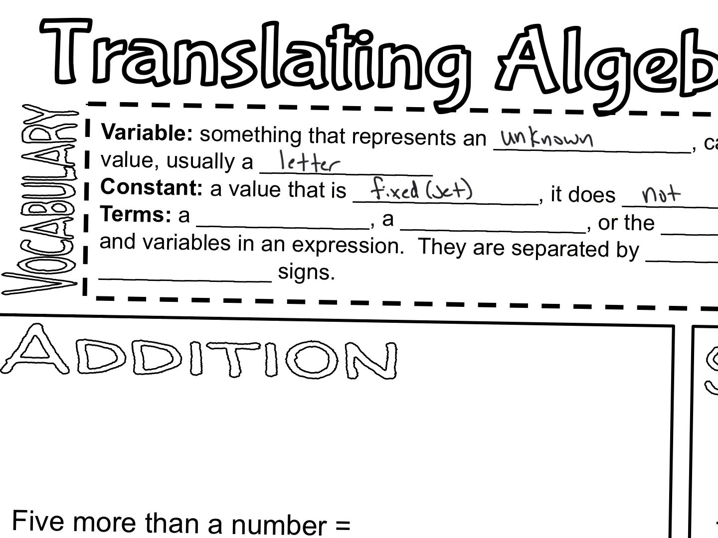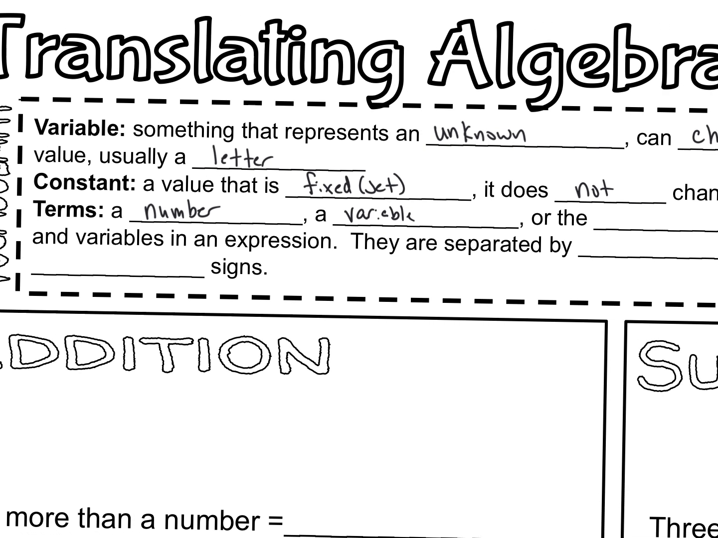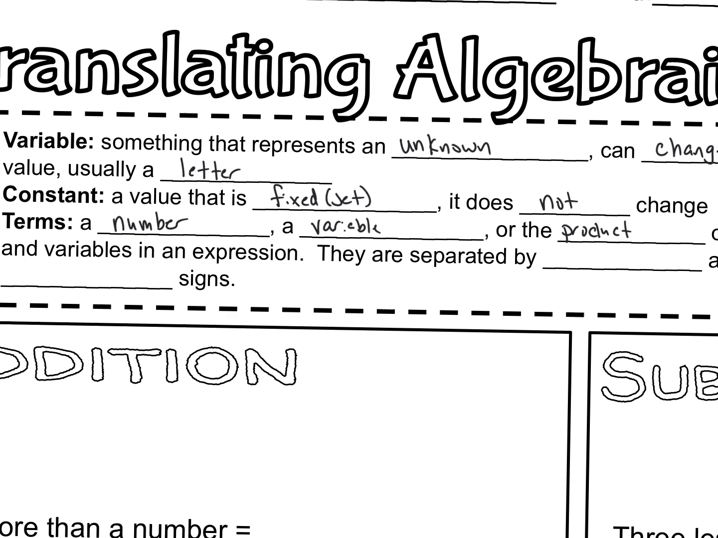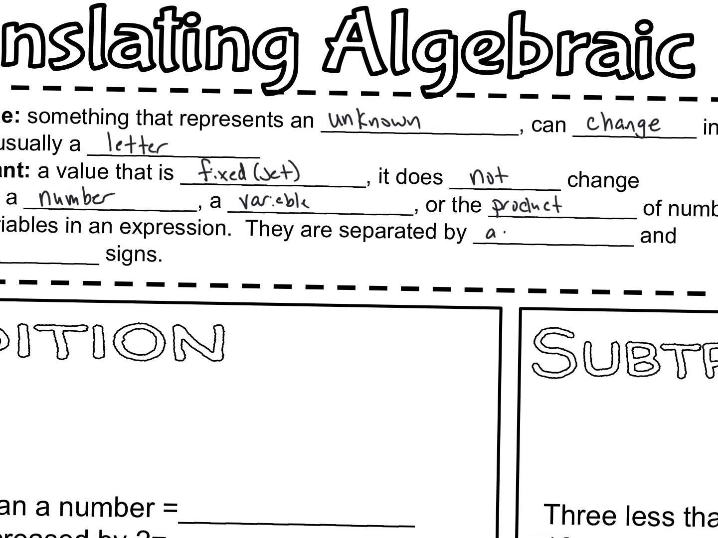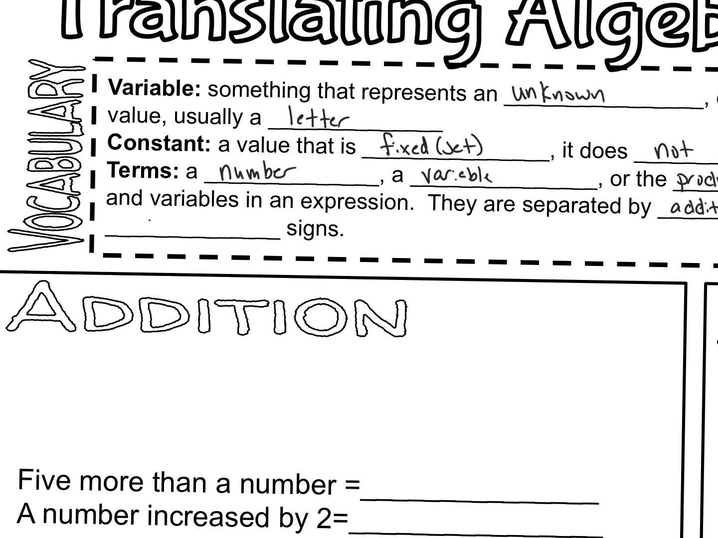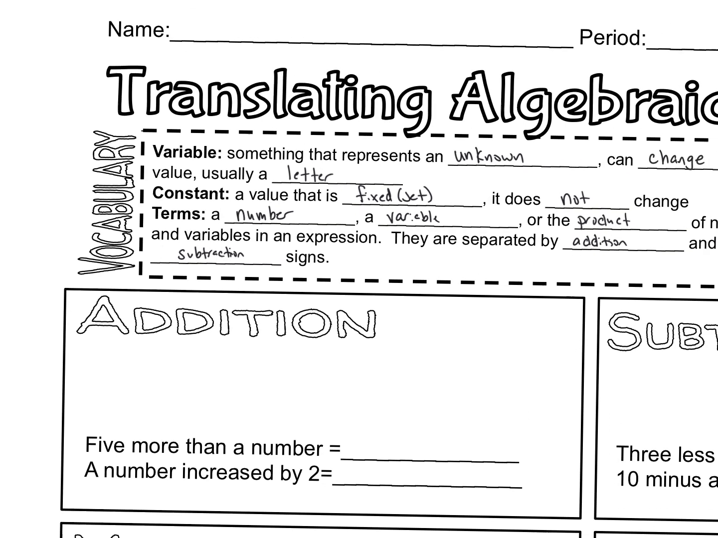And then within an expression or an equation, we have what are called terms. And terms are basically a number, a variable, or the product of numbers and variables in an expression. These are always going to be separated by an addition or a subtraction sign. All right, so let's look at some examples.